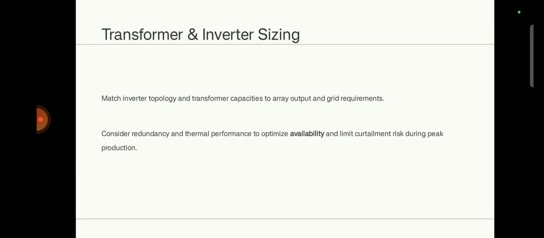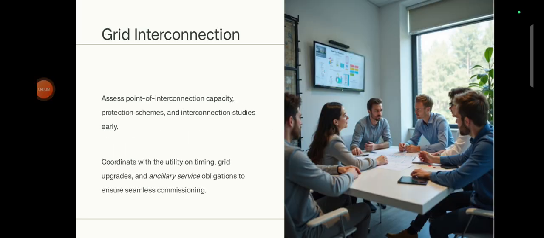Transformers and inverter sizing. Match inverter topology and transformer capacities to array output and grid requirements. Consider redundancy and thermal performance to optimize availability and limit curtailment risk during peak production.